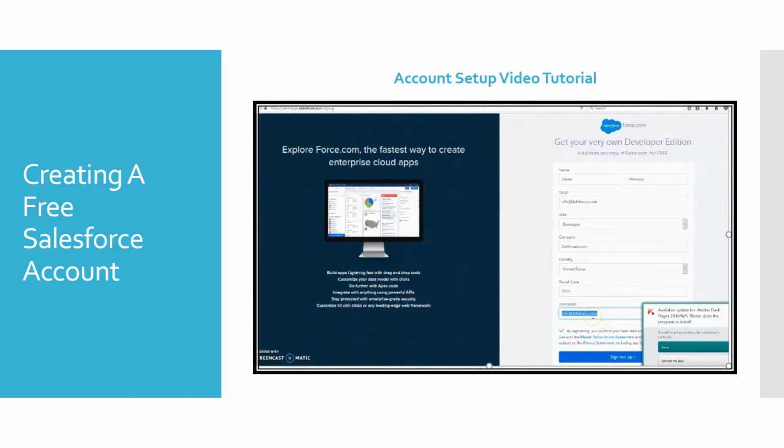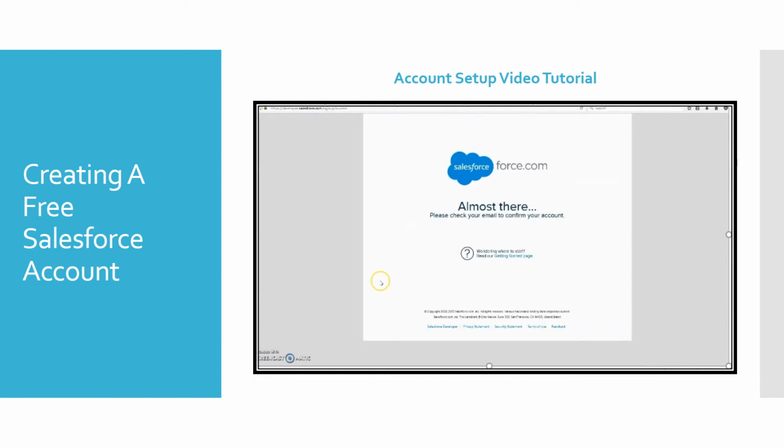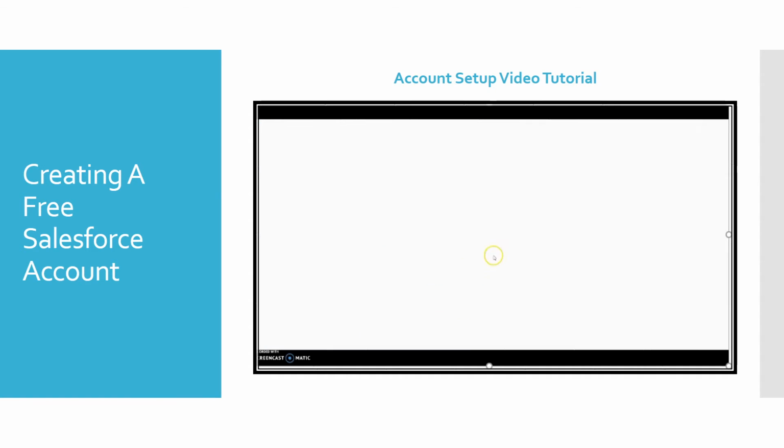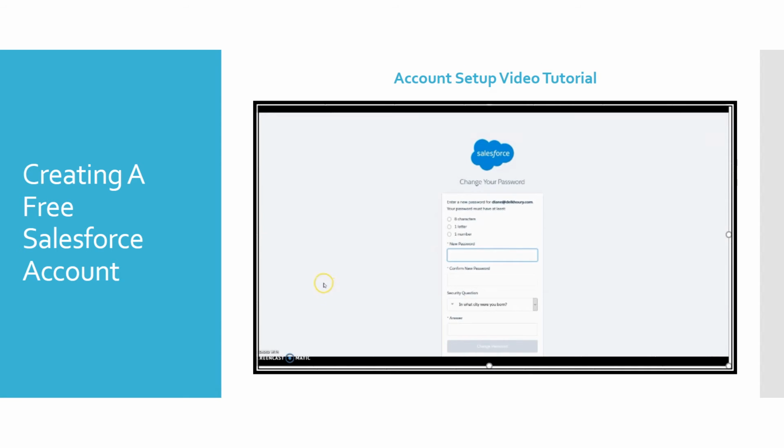Once you've completed all your information, you're going to select Sign Me Up, and that should take us to the next window where they will send an email to the email account that you've listed, and you need to go there and check it, and you need to confirm your email account. This is actually a screenshot of my email account, and that's the email that you will receive. You're going to click on Verify Account, and that will then take you to the next page where you have to change your password for your Salesforce account. So you'll fill in those sections there, and you'll need to change your password.